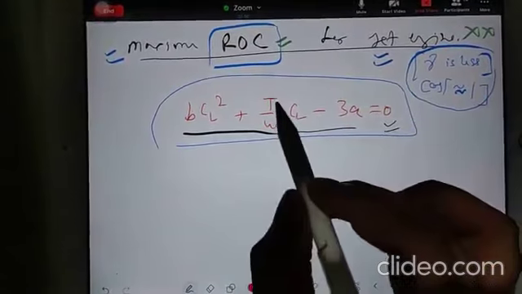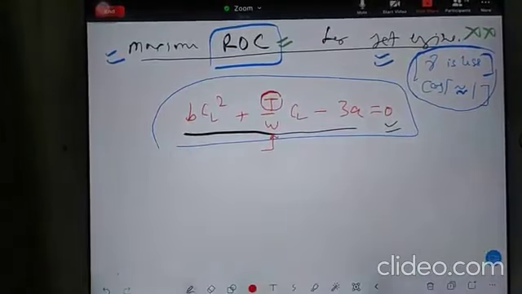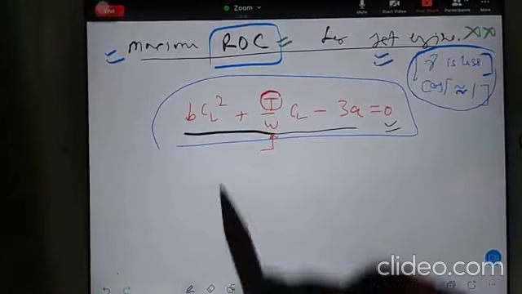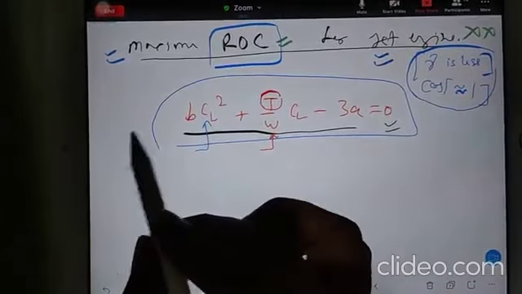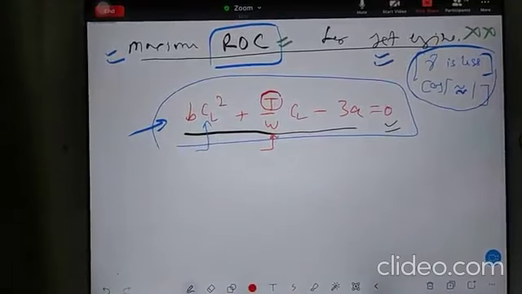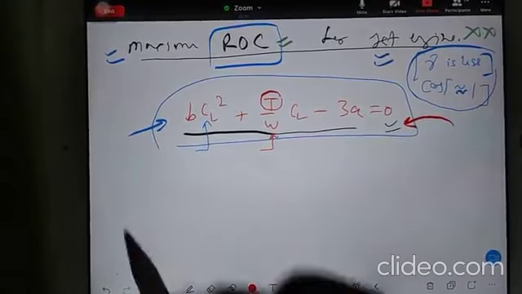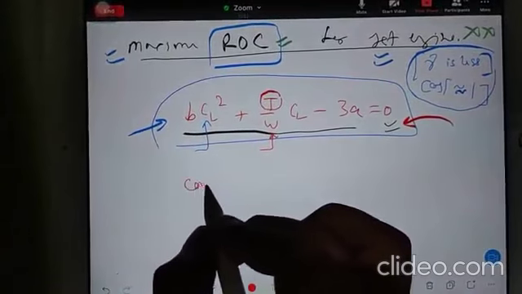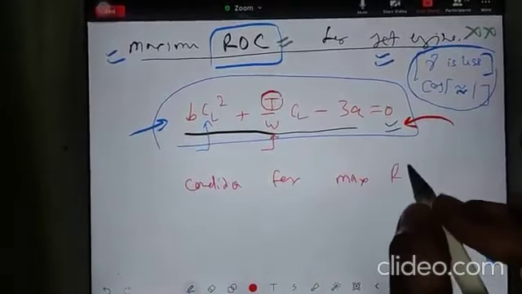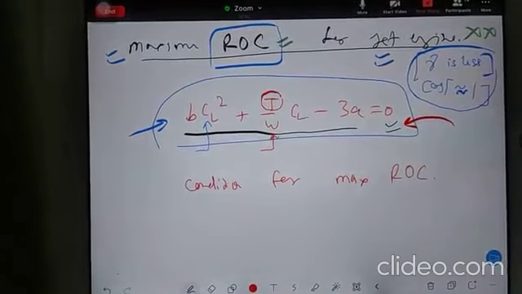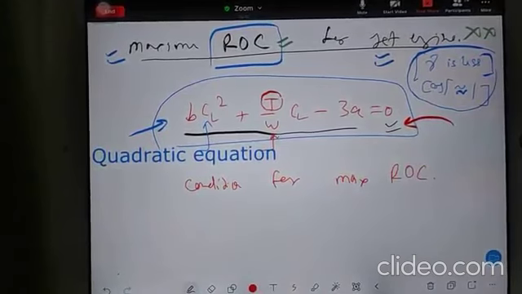Means they will give you a particular thrust, weight will be mentioned, and A and B will be mentioned. And you have to find out the CL at which a jet engine will get maximum ROC. So from here you will find out the CL by using this equation. So this is the condition for maximum rate of climb for jet engine, but not for propeller engine. Yes, it is quadratic.